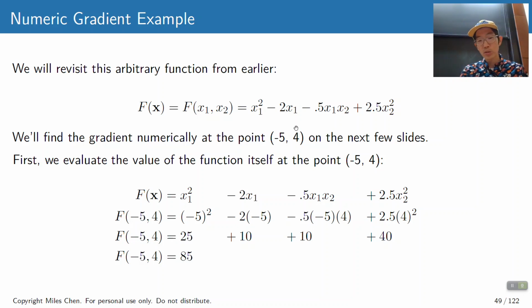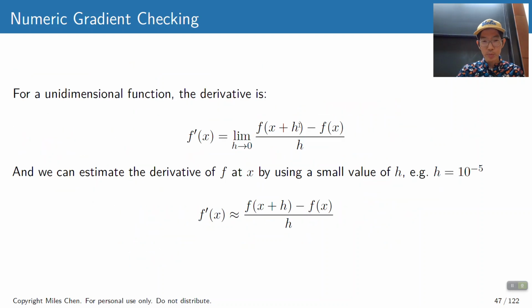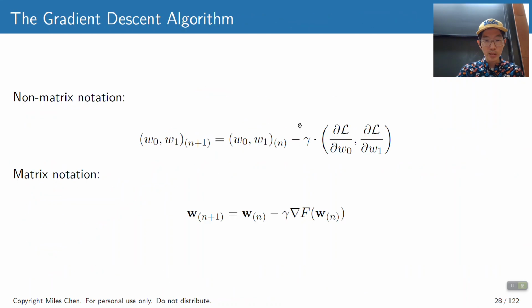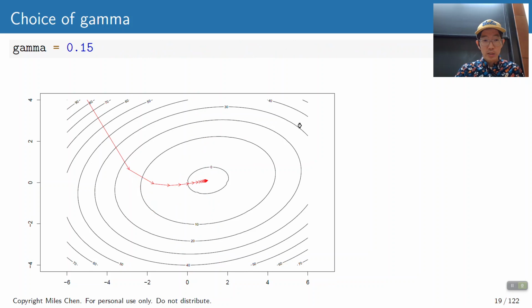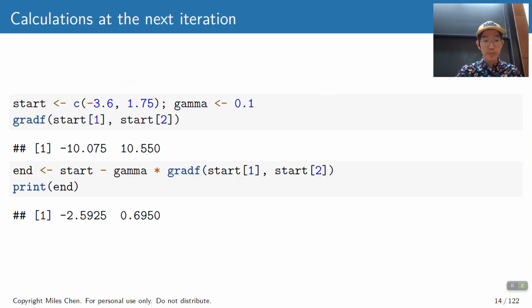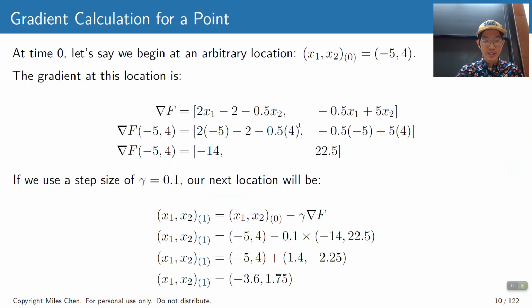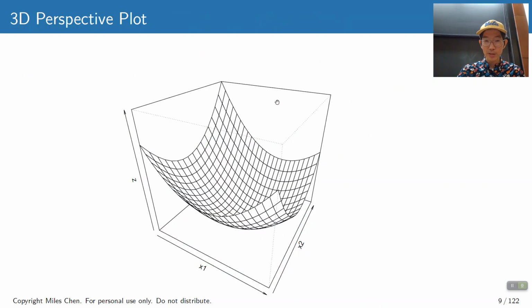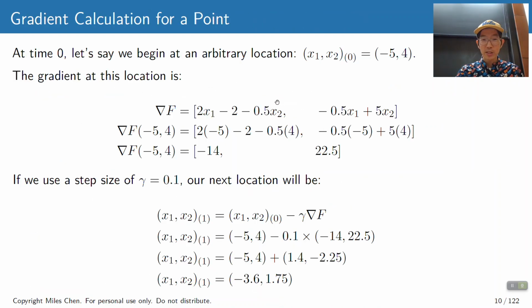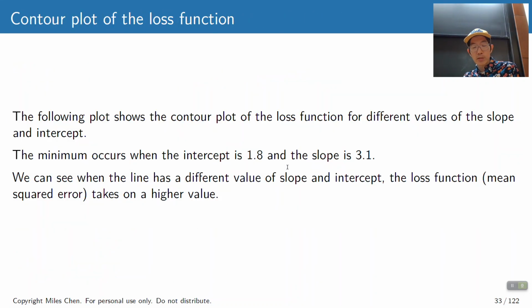We're going to use the same kind of arbitrary function from earlier. Let me go way back here. We started off here, so here's our function. And we said the gradient at -5, 4 is going to be -14, 22.5. So this is the work that we did earlier today. This was the gradient, and we did this analytically. Now we want to do this numerically.